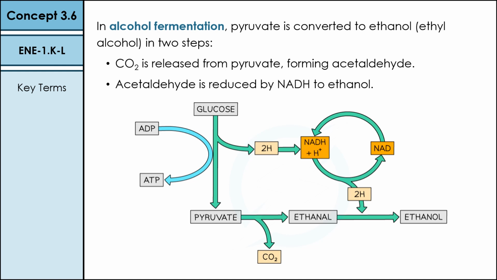Alcoholic fermentation is where we take the pyruvate and we convert it to ethanol via two steps. We first release carbon dioxide from the pyruvate, and this forms an acetaldehyde. So we get carbon dioxide out of this mix, and then the acetaldehyde is reduced by the NADH. It accepts an electron, and we form ethanol. So we get two products out of this pathway in addition to recycling our high energy electron carrier. We get an alcohol, ethanol, and we get carbon dioxide gas.